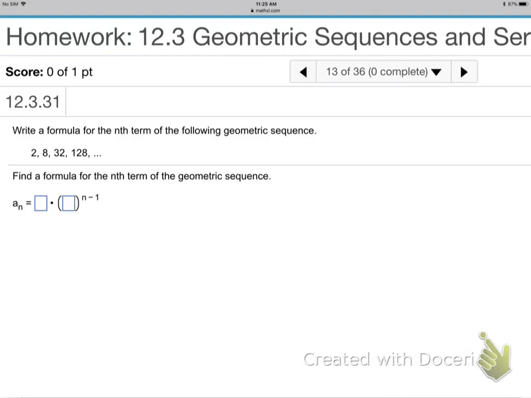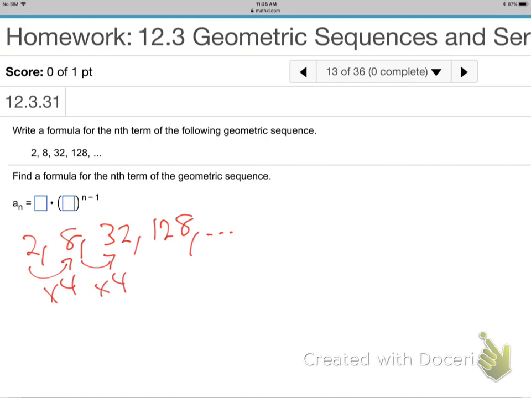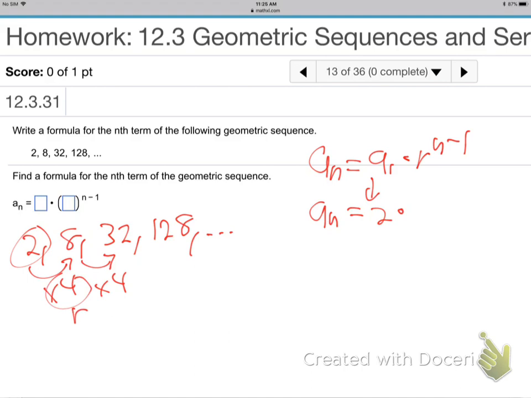All right, so we've got 2, 8, 32, 128. So, what's happening from term to term, first off? Multiply by 4. Times 4 every time? Times 4. So remember the formula. It's A sub n is A1 times R to the n minus 1. So it's A1, and what's A1? 2. That's A1. 2 times R, this is R, 4, to the n minus 1, done. Good. And I'll give you that formula right at the top.